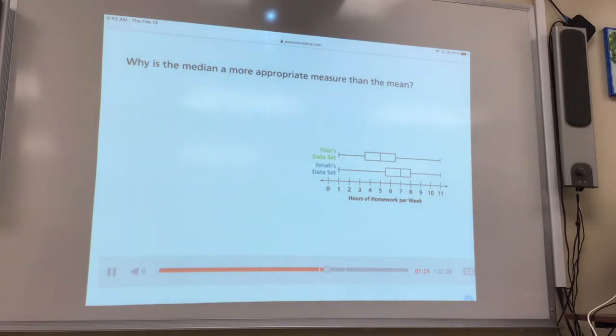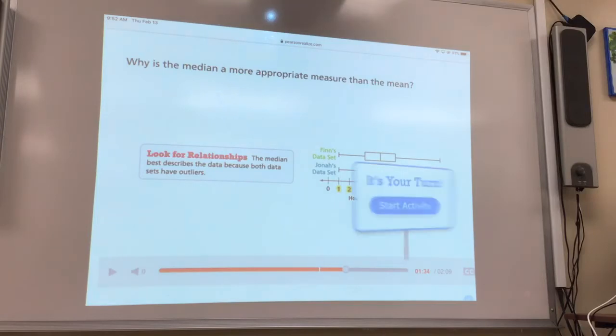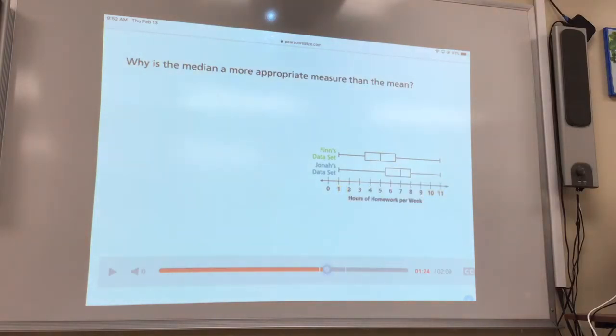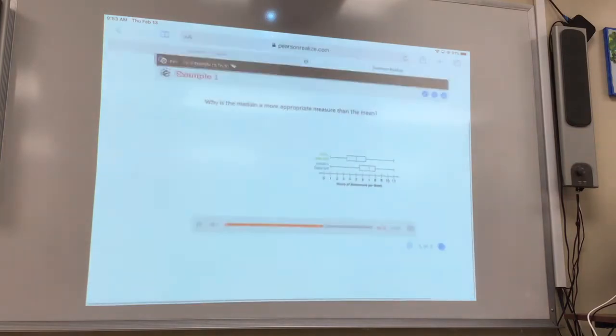Why is the median a more appropriate measure than the mean? The median best describes the data because both data sets have outliers. I think I was just talking something else. I guess not. Okay, then, a more appropriate measure than the mean.